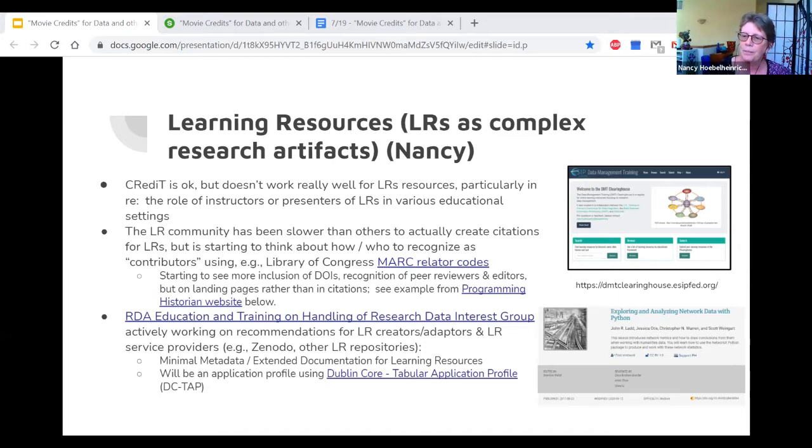And then finally, there are other people, the RDA world in general, looking at how to provide recommendations to learning resource creators, adapters, and service providers in terms of documenting what's going on: the descriptions in general for learning resources, but also for authorship and contributions. That group is coming up with both a minimal set and extended documentation, and we hope to do an application profile using a Dublin Core tabular application profile, so that it can be shared and used across different environments. So that's it.